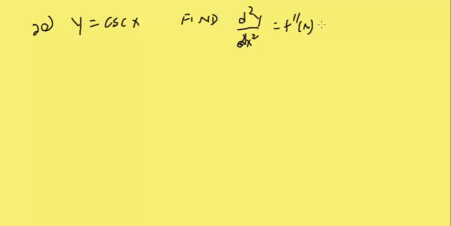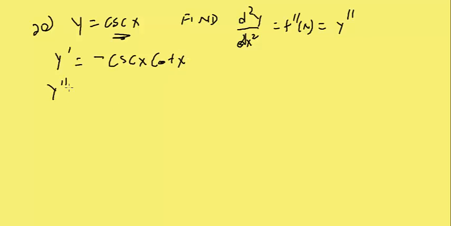Number 20, you have y is equal to cosecant of x, and they want us to find d squared y over dx squared, which is the same thing as f double prime of x, or y double prime, or y double prime of x. It doesn't really matter. So we're going to take the first derivative. The first derivative is the derivative of cosecant x, which is negative cosecant x times cotangent of x.